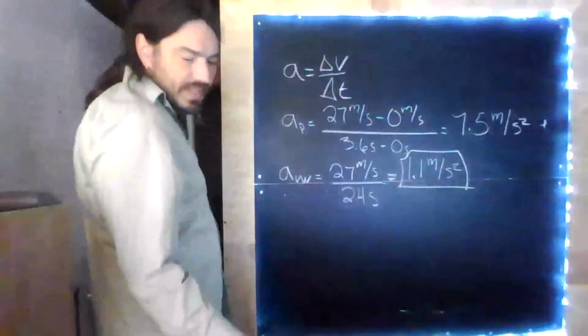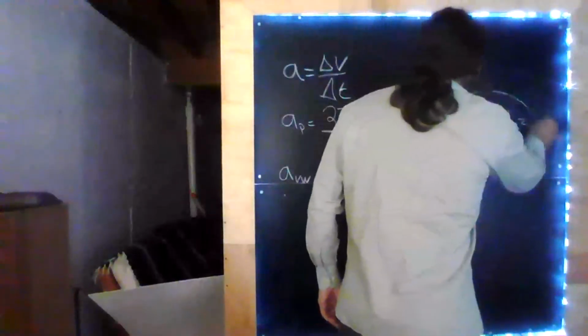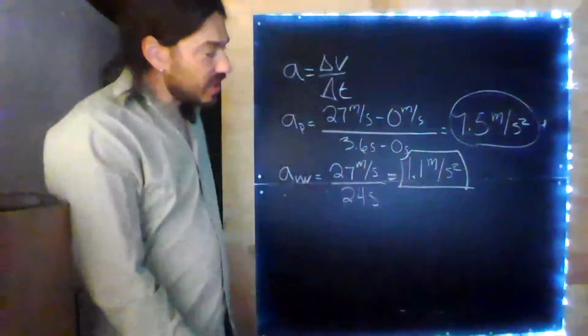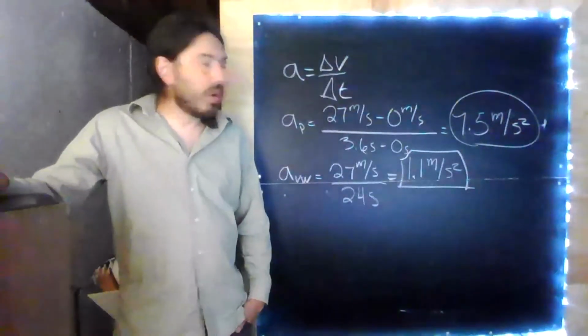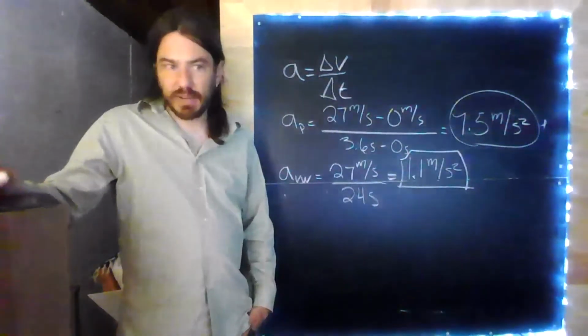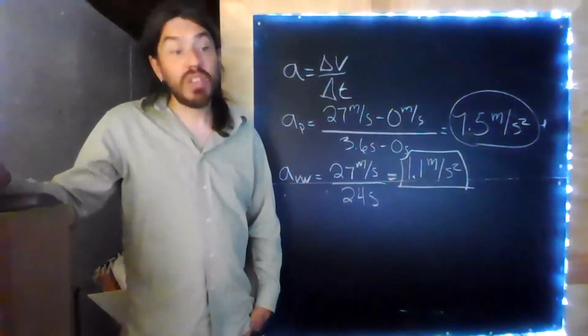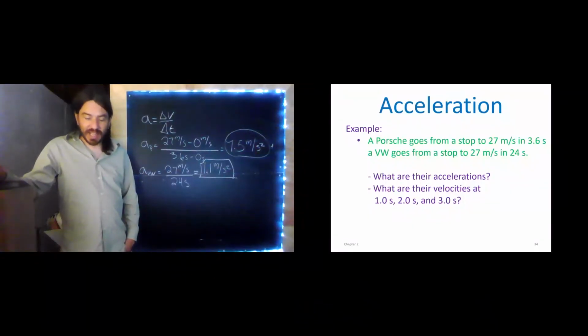Again, interpreting our units here, we can say that the VW's velocity changes by 1.1 meters per second every second, whereas for the Porsche, its velocity changes by 7.5 meters per second every second. Okay, so we found their accelerations. What are their velocities at 1, 2, and 3 seconds?